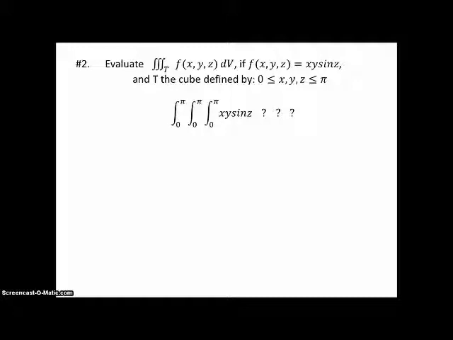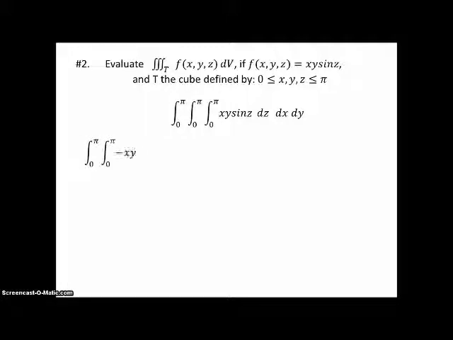And then we have to decide what order we should integrate in. We can do it in any order, but we want to use the easiest possible order. So I chose to integrate with respect to z first. That way I won't have a 1/2 y squared or a 1/2 x squared right off the bat. And then it doesn't really matter if we do dx or dy next.